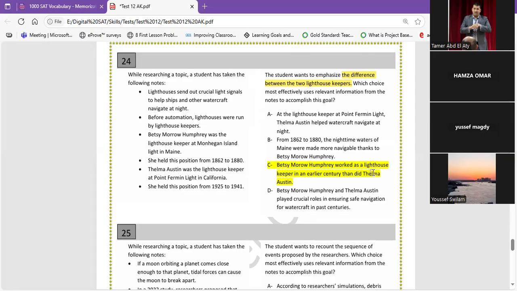Pistimoro Humphrey worked as a lighthouse keeper in an earlier century than did Thelma Austin. Yes, here it shows the difference between the two keepers. Pistimoro Humphrey and Thelma Austin played crucial roles in ensuring safe navigation for watercraft in past centuries. Here it shows the similarity, not the difference. So the answer is C.